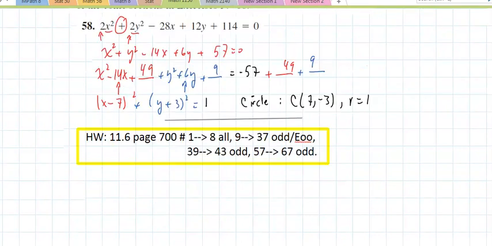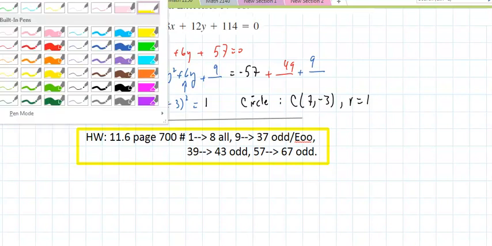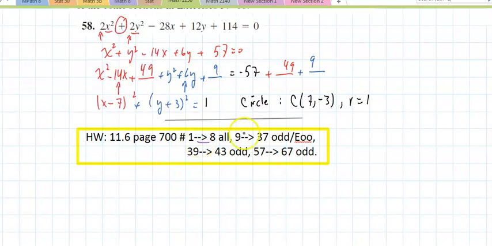Here's the homework. 1 through 8 is matching. You're going to do all of the matching. You don't have to do much work there. But 9 through 37, you could do the odd, you could do every other odd. I don't know how much of this you remember. I don't want to force you to do that. But I suggest you definitely look at this set and do them for sure.